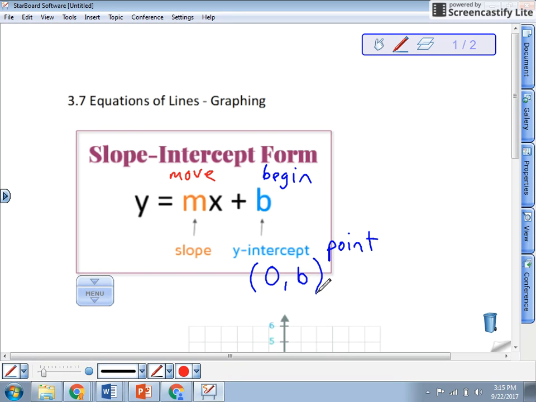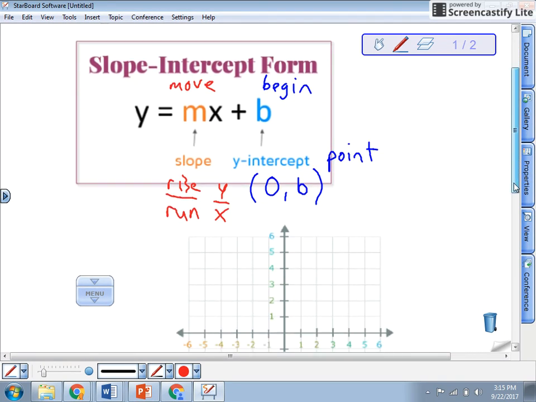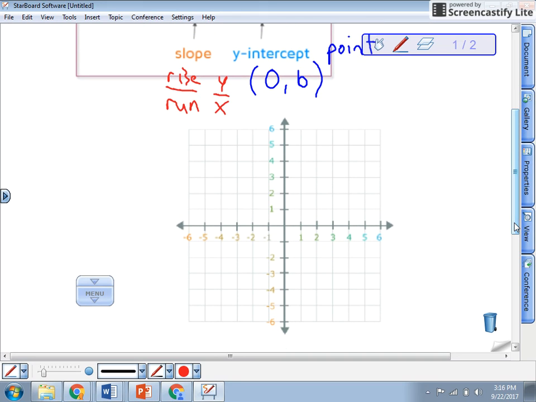For slope, remember, it's rise over run. Rise over run, which again, rise refers to the y, run refers to the x-axis. Below, how are we going to use that in the graph? Below we have our xy plane. Remember that this right here is our x-axis, and the vertical is our y.